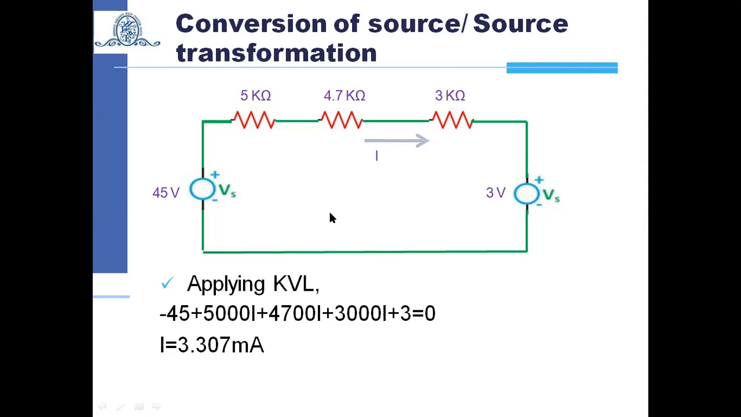So now you can apply KVL. If you apply KVL, your equation will become minus 45 plus 5 into 10 raised to 3 into I, because it is kilo ohm. So you can write 5000 into I, resistor into I. 4.7 kilo ohm, you can write 4700 I, plus 3 kilo ohm, 3000 I, plus 3 equal to 0. If you solve, you will get the value of current, that will be equal to 3.307 milliampere. Here we have finished source transformation.